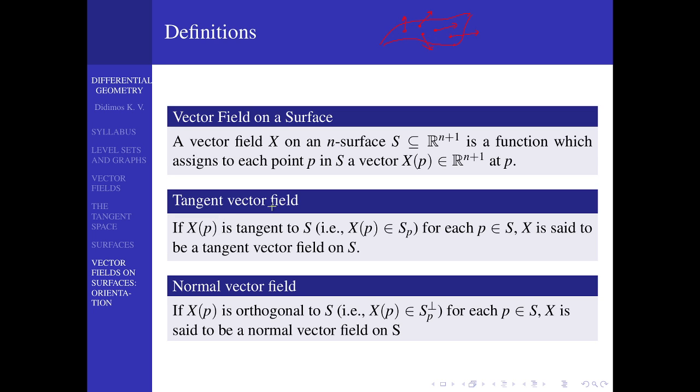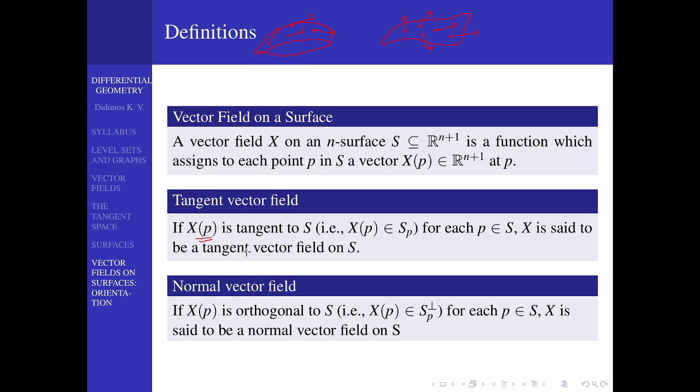Okay. Now we have tangent vector field. If X(P) is tangent to S, that means at each point P in the surface, this function X assigns a vector from the tangent space. Suppose we have a surface like this, and I'll write another vector field here. At each point, that vector field assigns the corresponding tangent vector. One of the tangent vectors at that point.